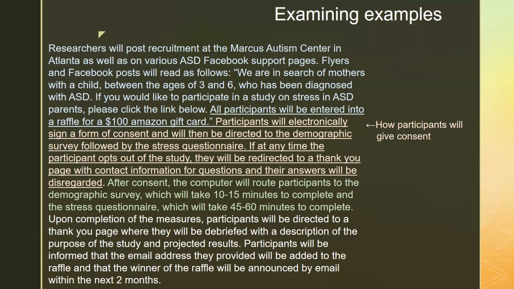Now the next part that's in this procedure section is, again, consent. So these are the two parts that have to go in everyone's procedure section at the beginning, because they're the first two things that any study must do. So this consent, it says participants are going to electronically sign a form of consent. And so these people are finding the recruitment text on Facebook. They're clicking on the link, and then it shows them the consent. So they're going to electronically sign a consent form, and then the computer is going to direct them to a demographic survey followed by the stress questionnaire.